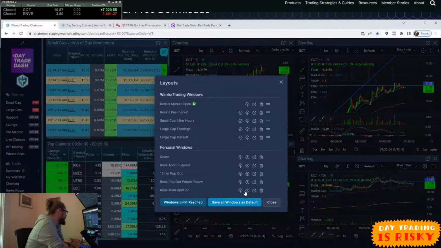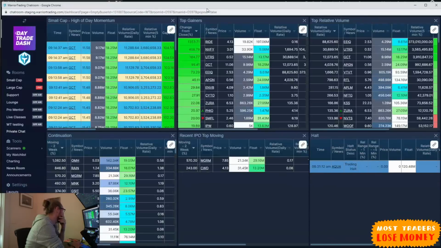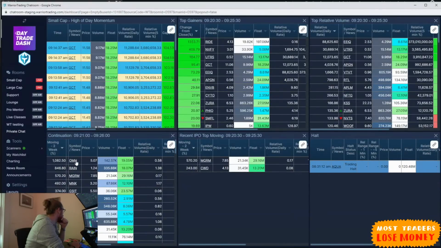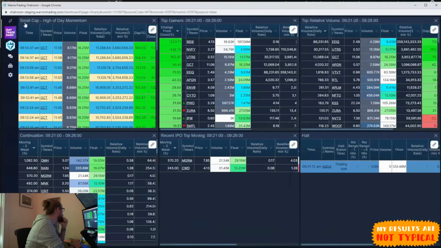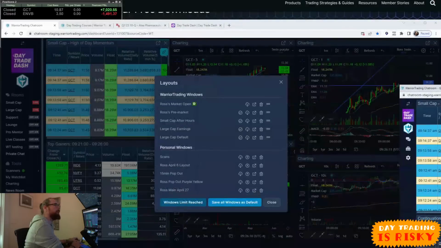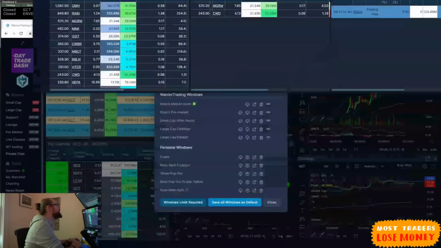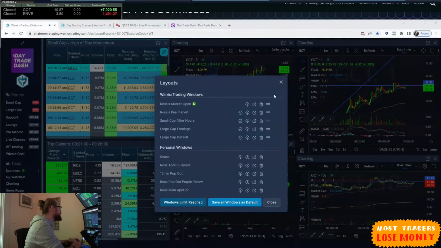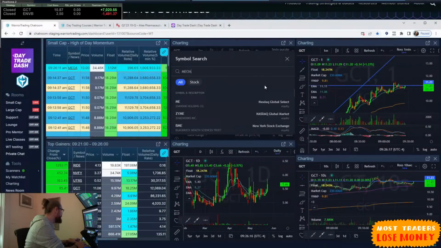So let's see. Pop out this scan for a second. Right. OMH. Yeah. CWBR. All right, I'm going to move these over here. Oh, we got a stock hitting the scan right now. MEOA.